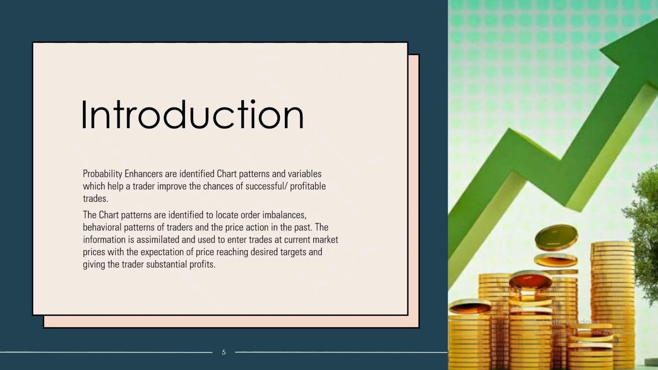Now we come to the introduction of probability enhancers. These enhancers are identified chart patterns and variables which help a trader improve the chances of successful/profitable trades. The chart patterns are identified to locate order imbalances, behavioral patterns of traders, and the price action in the past. The information is assimilated and used to enter trades at current market prices with the expectation of price reaching desired targets and giving the trader substantial profits.